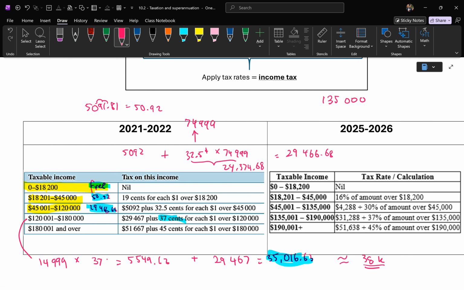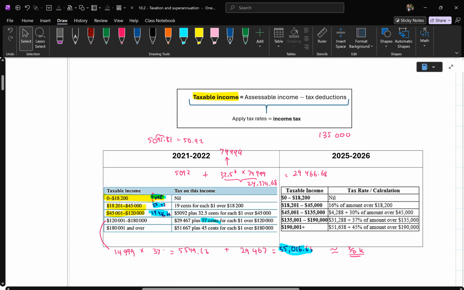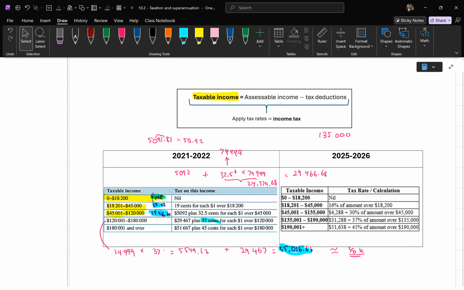So that's what they mean when they say taxable income. Now that looks like a huge amount, doesn't it? Because if you took 135K as your annual salary, and take away 38K, you only have about 90-something K. That's a huge chunk of your amount, true?